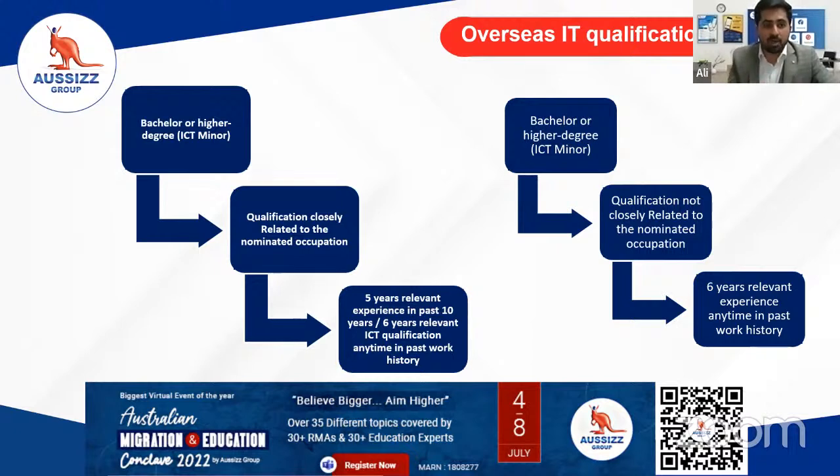But if it is an ICT minor degree and the qualification is closely related to nominated occupation, then 5 years of relevant experience is required in the last 10 years. If it is an ICT minor, bachelor's or higher degree, and the qualification is not closely related to nominated occupation, 6 years relevant experience is required. So applicants who are relying on an overseas IT qualification only need more experience as compared to someone who has done an Australian qualification.